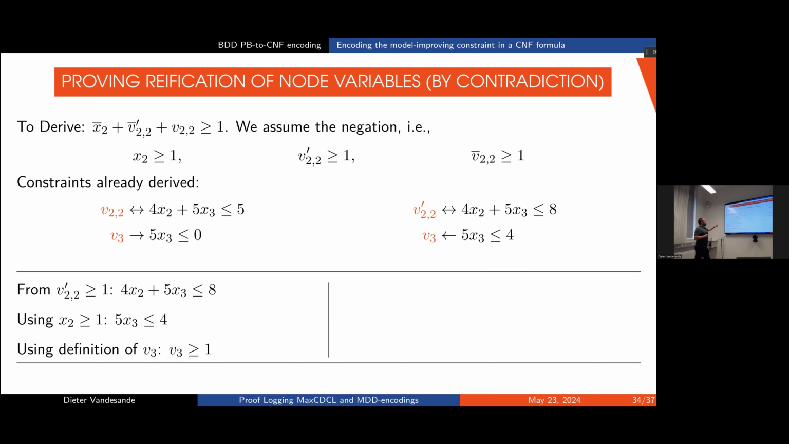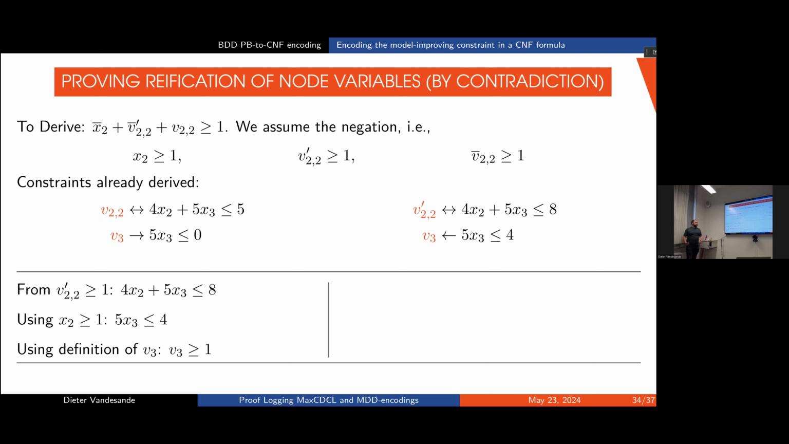So from the fact that V prime is true, if we look at the definition over there, we can see that 4x2 plus 5x3 is smaller than or equal to 8. That's just by using the definition. But now by using the fact that x2 is true, 5x3 is smaller than or equal to 4. So we just fill x2 in here, and then we get this constraint. But if we now look at the definition, 5x3 smaller than or equal to 4 exactly means that v3 is true.